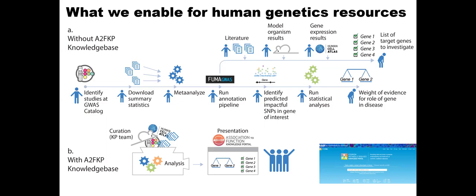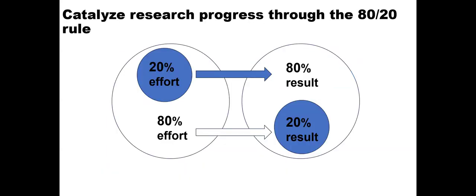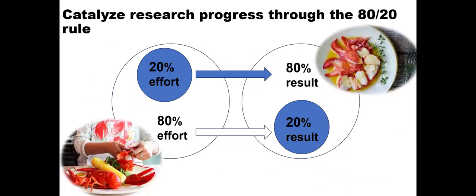In fact, we hope that you would want to go back and do those to verify, but we make it accessible. And really what we try and do is we catalyze research using the 80-20 rule. But for those of you who like food and live in New England, here's the example I like to give.